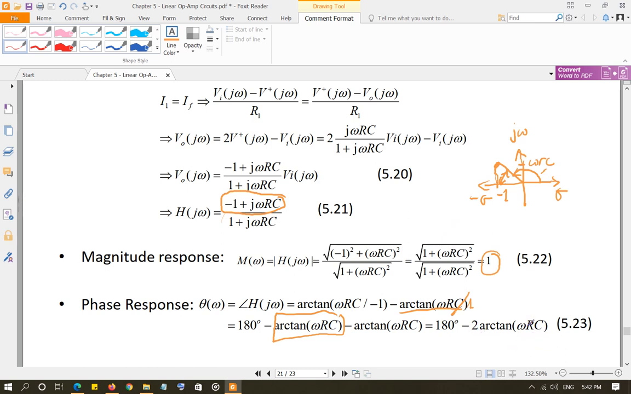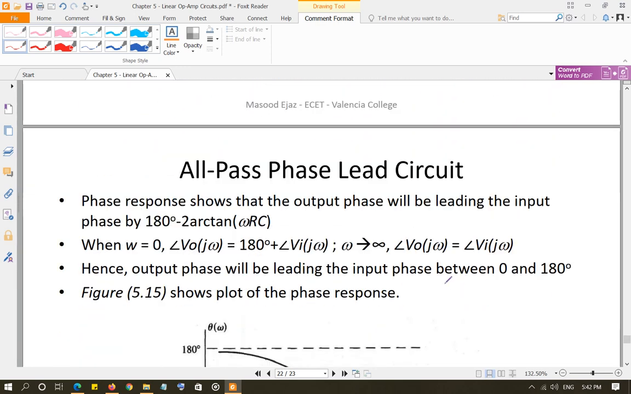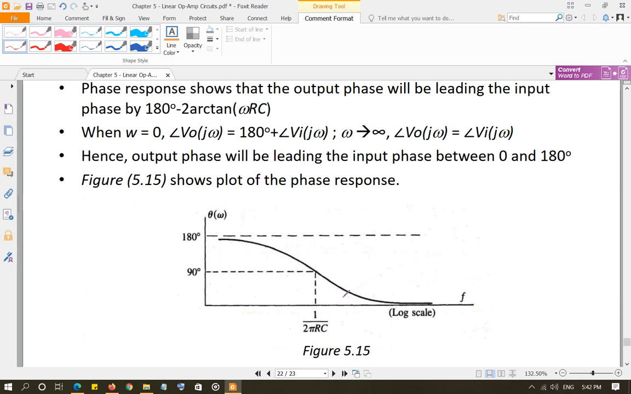So when omega is 0, it is going to be 180 degrees. So the output phase will be leading the input phase by 180 degrees. When omega is infinity, very large, arctan of a very large number is 90. 2 times 90 is 180. So 180 minus 180 is 0 degrees. So when omega becomes very large, the output phase is going to be equal to the input phase. So the phase of the output will be between 180 degrees and 0 degrees with respect to the input. Hence, it is leading the phase of the input. And that's why it is called a phase lead circuit.